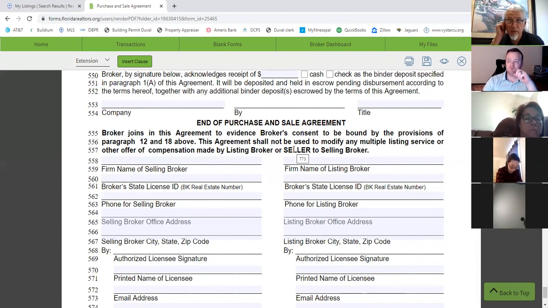That's why there's history on the MLS too, because you can go in and look and see if they changed it after the house went under contract.